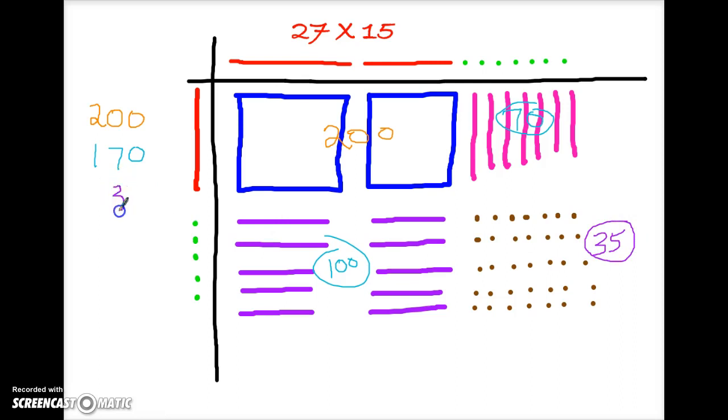So when I add my partial products, I get a total of 405. I hope you find this very simple, and happy multiplying.